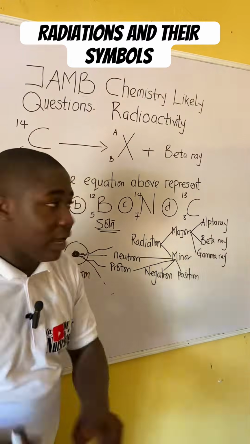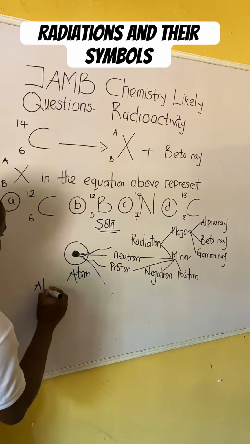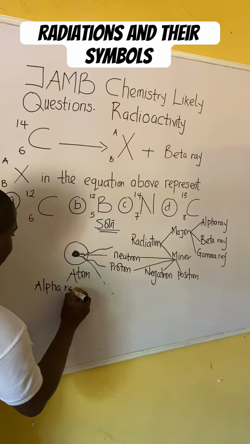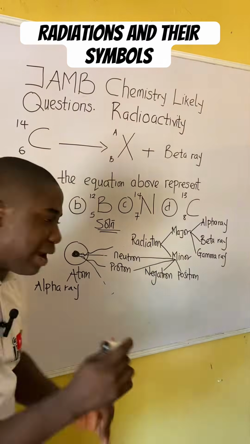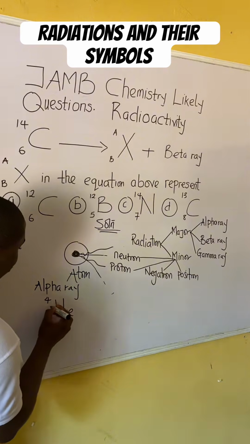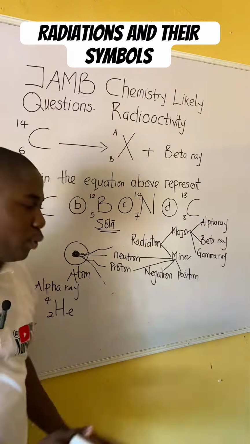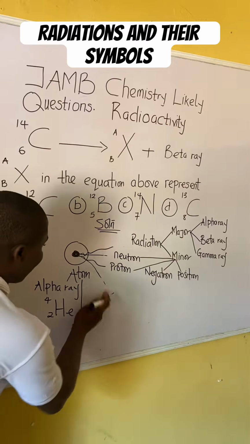So listen carefully. For the alpha ray, I'm writing the symbol here. Let me quickly write the major radiations and their symbols. Alpha ray is symbolized as helium atom, He 4 2. Please note what I just said is going to help you. Alpha ray is simply helium atom.